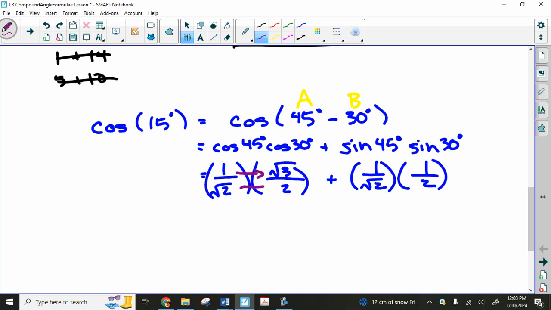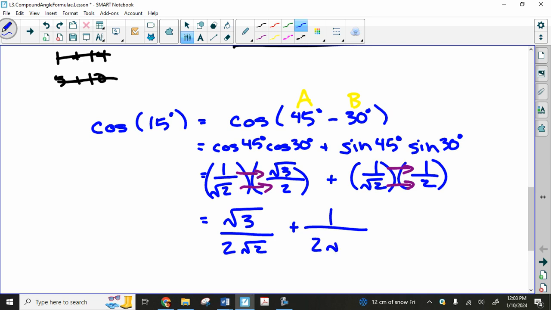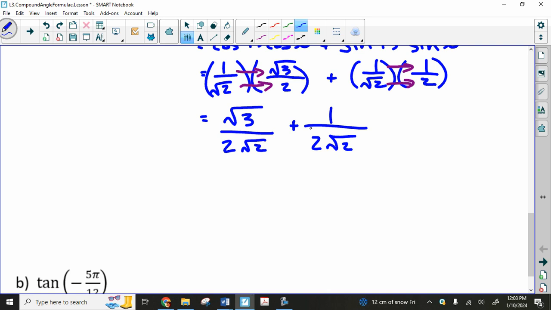Now it's just straight fraction multiplication. Top times top, bottom times bottom, top times top, bottom times bottom. And if we're lucky, we're going to end up with an expression that has a common denominator. Sometimes we're lucky, sometimes we're not. So 1 times root 3 is root 3. 2 times root 2 is 2 root 2. Plus 1 times 1 is 1. Root 2 times 2 is 2 root 2. Denominators are the same. If the denominators are the same, we can add them together. Root 3 plus 1 over 2 root 2.